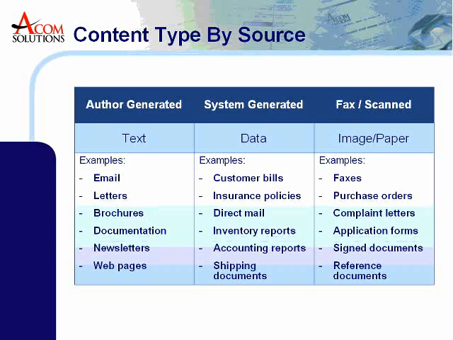If we now take those three categories, we can start to take a look at the kinds of documents that we work with to support our business processes, and start to put them in various categories. So we see in text or author-generated documents, we have emails, Word documents for letters, brochures, documentation, newsletters, even web pages. They're all author-created documents. System-generated documents are often bills or policies, direct mail. They could be internal reports, such as inventory and accounting reports, or shipping documents. And then lastly, we have documents that are faxed, or that we have to scan.